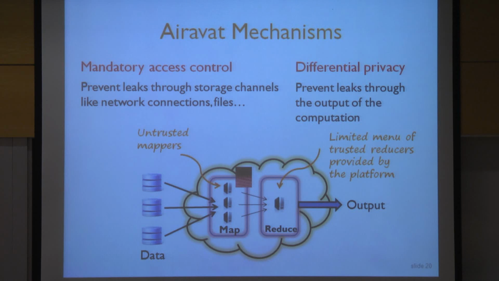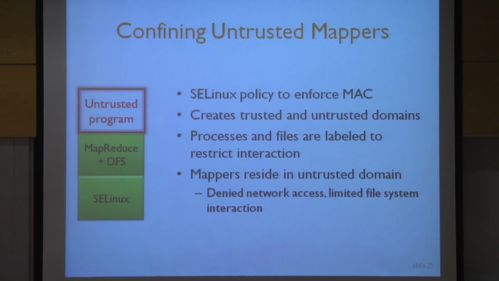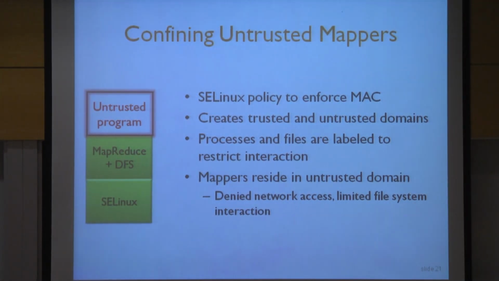And these are provided by us, and this is where privacy enforcement will actually be done. All right, so untrusted mappers running in our system are confined using a bunch of systems and mechanisms that are maybe not necessarily interesting by themselves, but need to be done in order for this to be secure. So the whole thing runs on SE Linux, and these things are labeled to restrict interactions. In particular, untrusted mappers cannot talk to each other. They're denied network access. Their file system interaction is very limited. So that's all very nice.